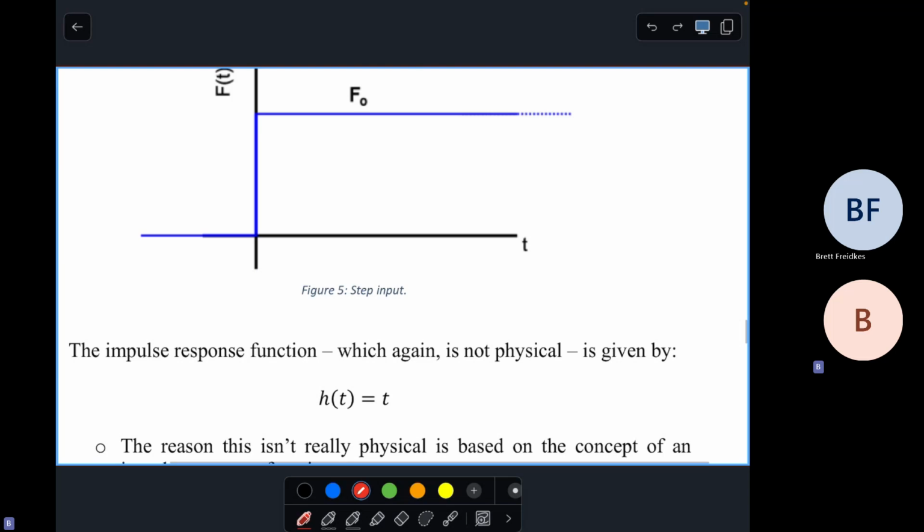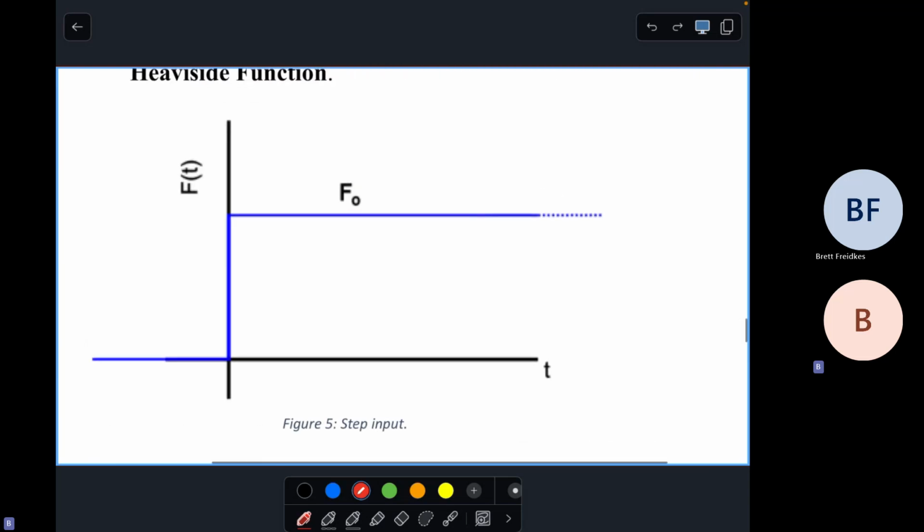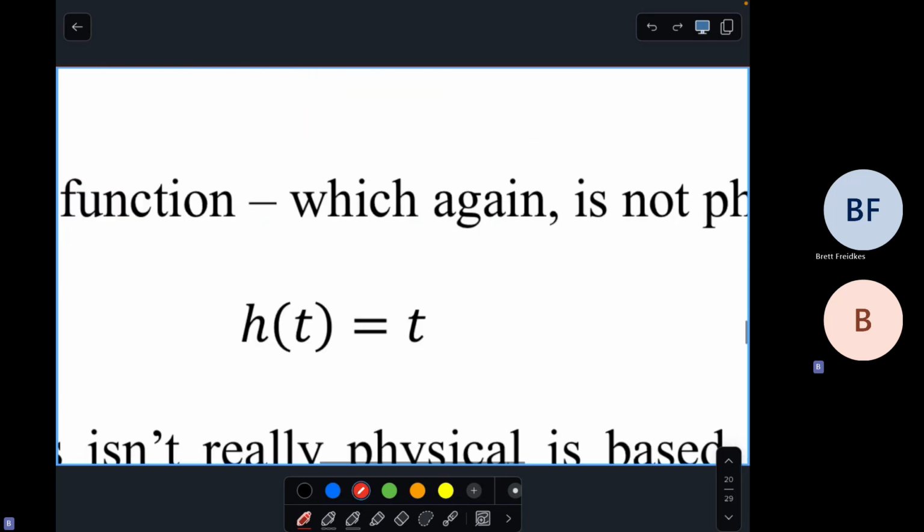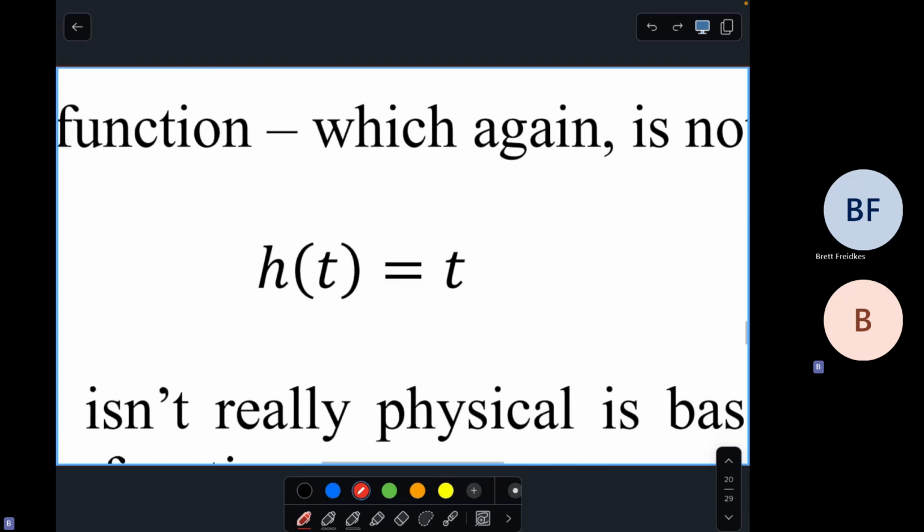Sure. Why not? Why can't we physically do it? There's no acceleration. Well, this is actually physically possible. This is okay. I mean, not the complete thing. You'll have some sort of rise time. I'm talking more about h of t. Why isn't this physically possible?